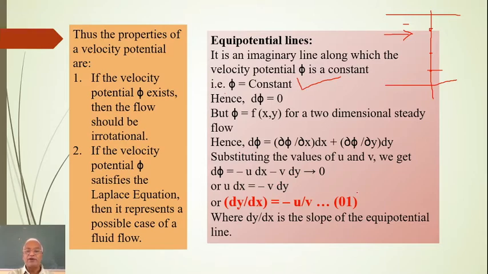That's an important equation that we have arrived at: dy by dx is the slope of the equipotential line, and it is called equipotential because phi is the same, it is not changing. The curve which is called the equipotential line will have a slope dy by dx which is equal to minus u by v.